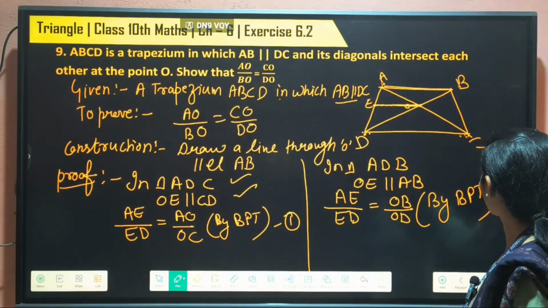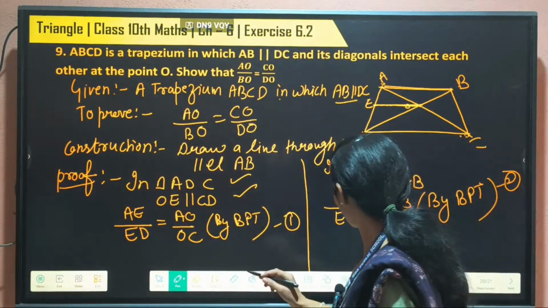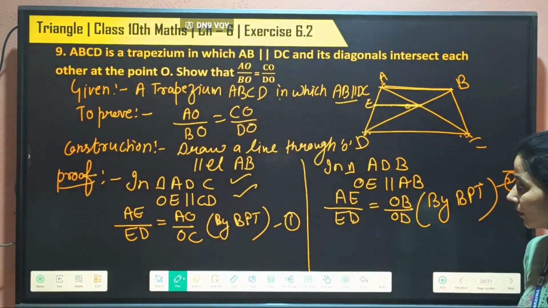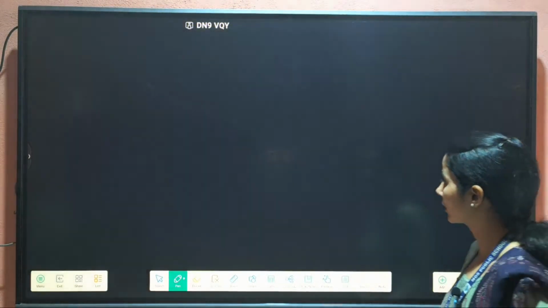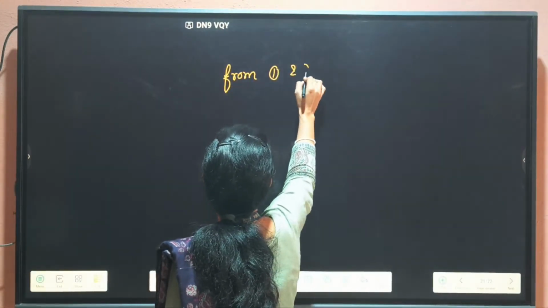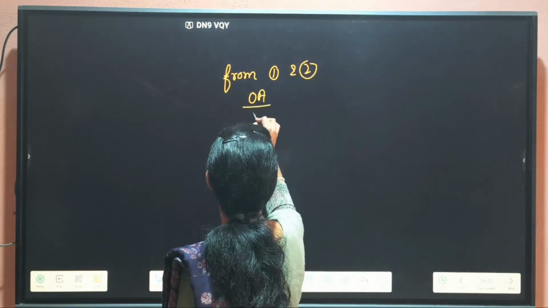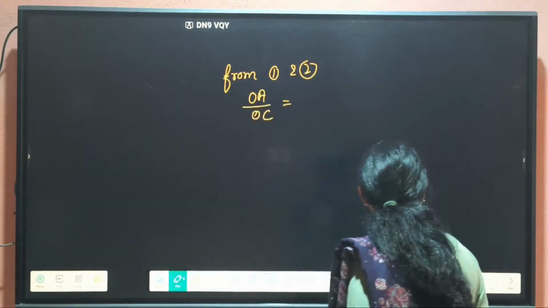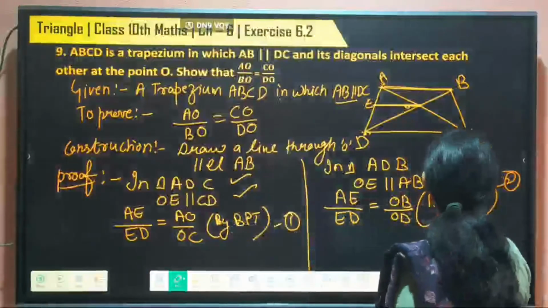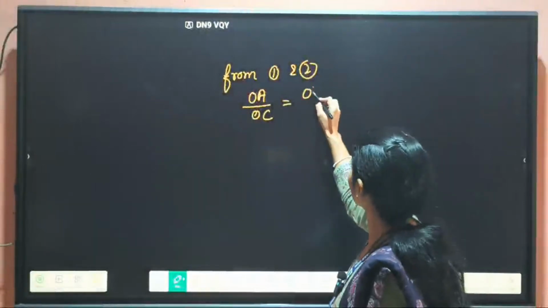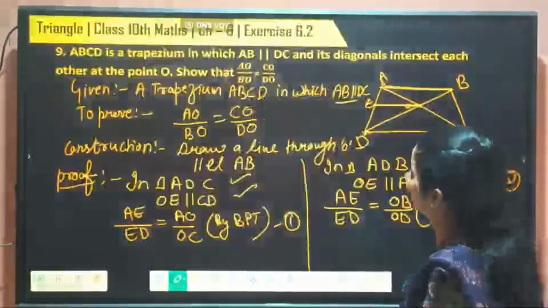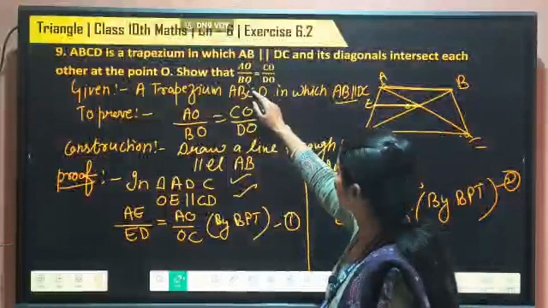So equation number 2. From 1 and 2, you will see AE by ED and AE by ED, their left hand sides are equal, so their right hand sides will be equal. OA by OC is equals to OB by OD. Let us see what was our to prove. To prove was AO by OB.